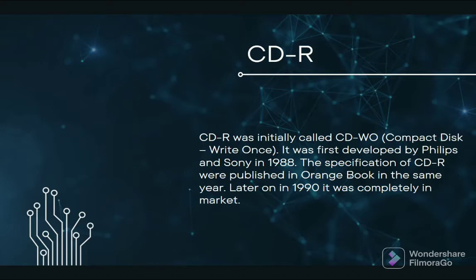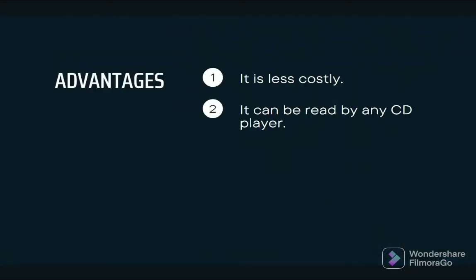It is made of a reflective metal disc with a layer of green or opaque dye on top. It is a blank CD in which data can be stored once, and after storing data, it is converted into a CD-ROM. CDR discs can be read by most plain CD readers. It can also be read by CD readers manufactured prior to the introduction of CDR. Its advantages are that it is less costly. It can be read by any CD player.